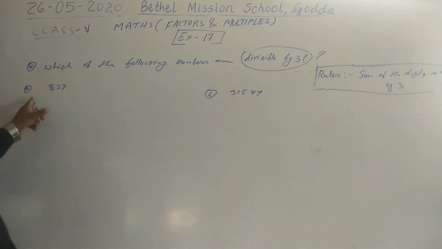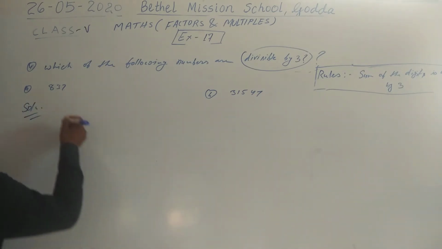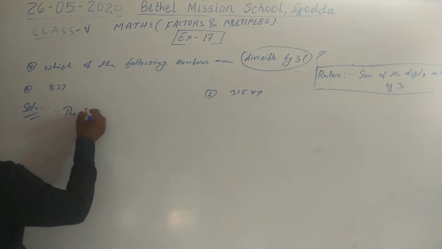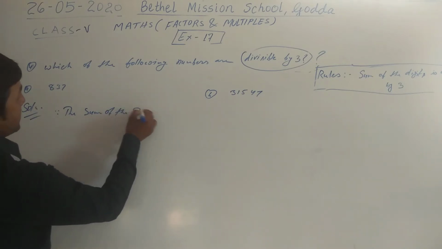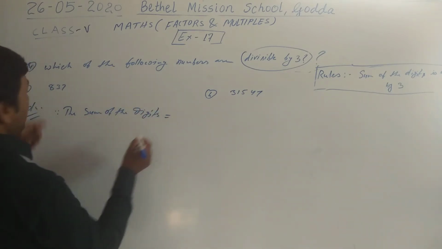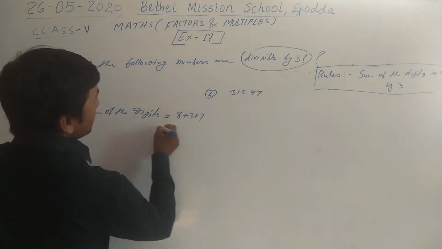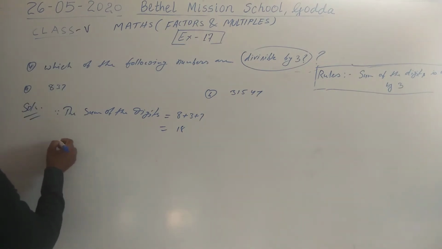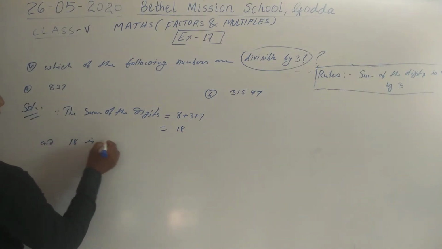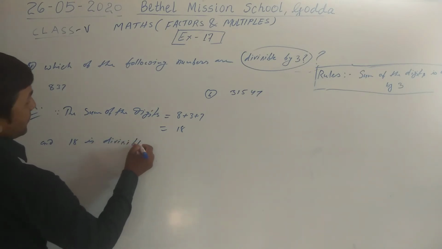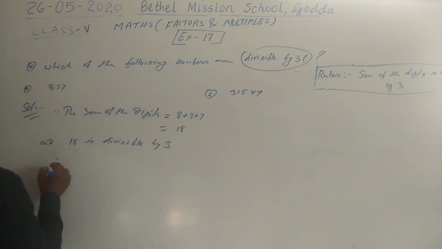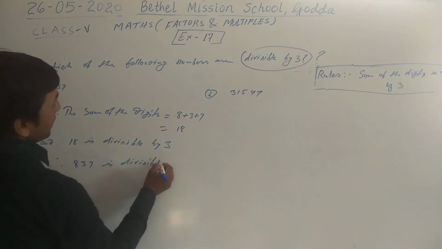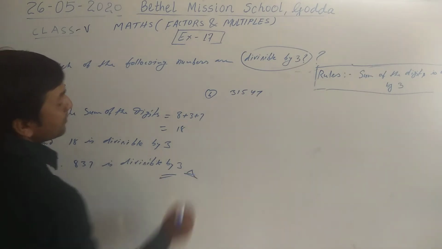First we have to check 837. So you have to write that since the sum of the digits, 8 plus 3 plus 7, that is 18, and 18 is divisible by 3, therefore 837 is divisible by 3. This type you will solve.